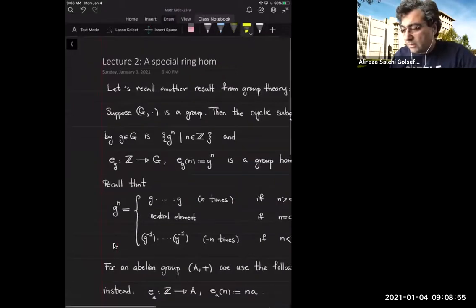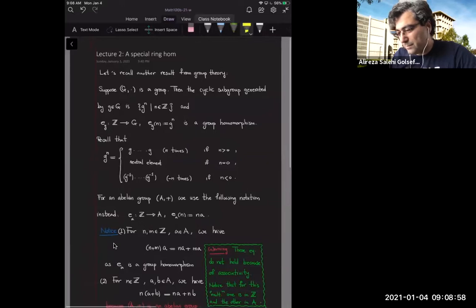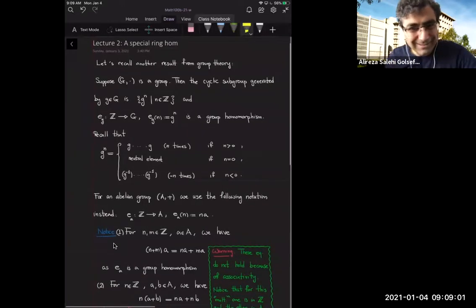Okay, so let's go to another property of groups in order to introduce a special ring homomorphism. Okay, but what property of groups? Let's start with an arbitrary group G. Then you learn about cyclic groups. What do I mean by cyclic group? Cyclic group was a group that can be generated by a single element. A cyclic subgroup means the smallest subgroup of this capital group G that contains a particular element.